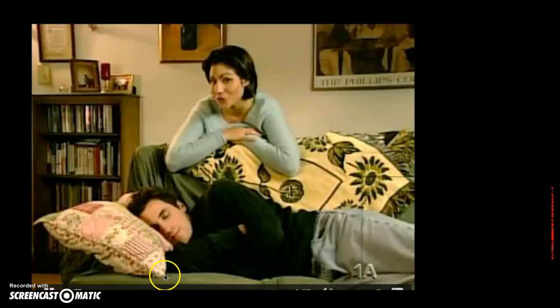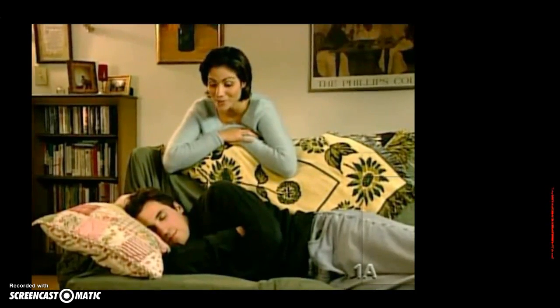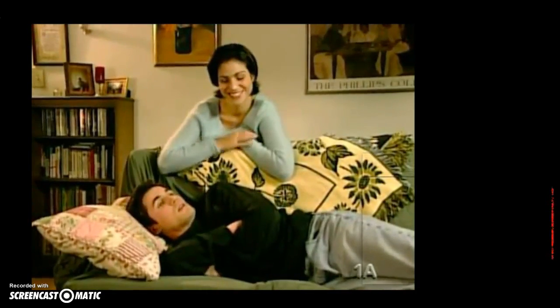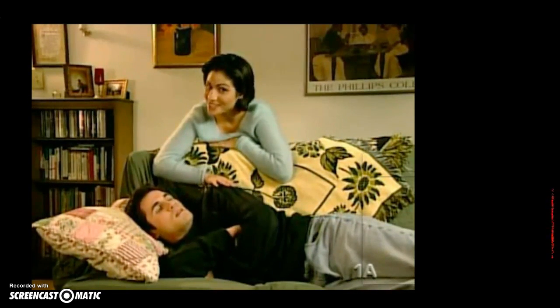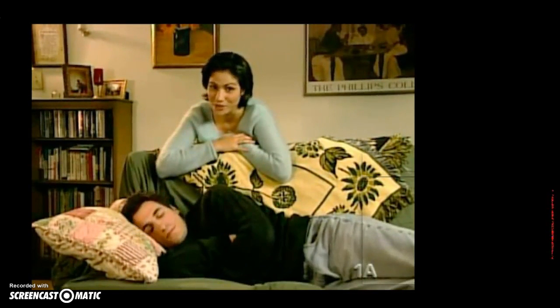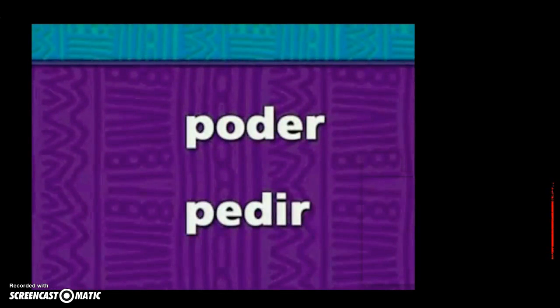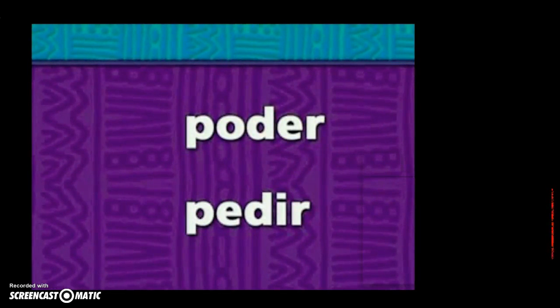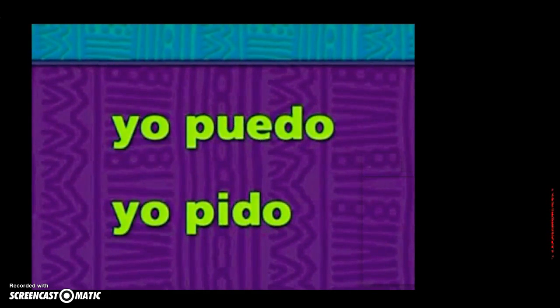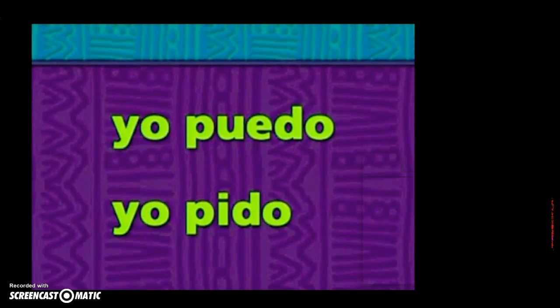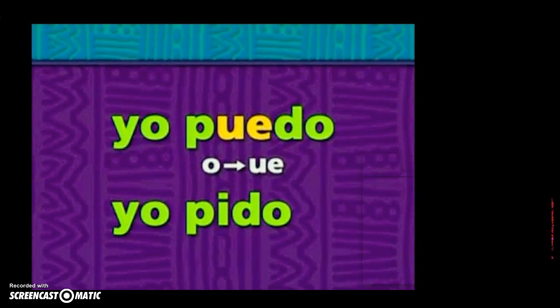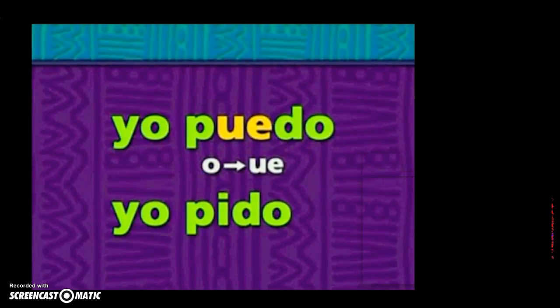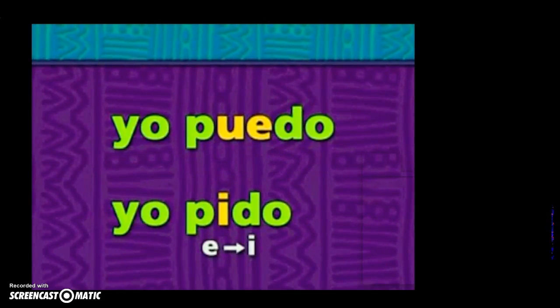Hello. Today we're going to give you a quick refresher course on stem-changing verbs! Remember, stem-changing verbs are nothing to worry about. The stem of a verb is the part that is left after you drop the AR, ER, or IR off the infinitive. Stem-changing verbs have a spelling change in certain forms. Check out how the O in poder changes to UE, and pedir gets its E changed to an I.